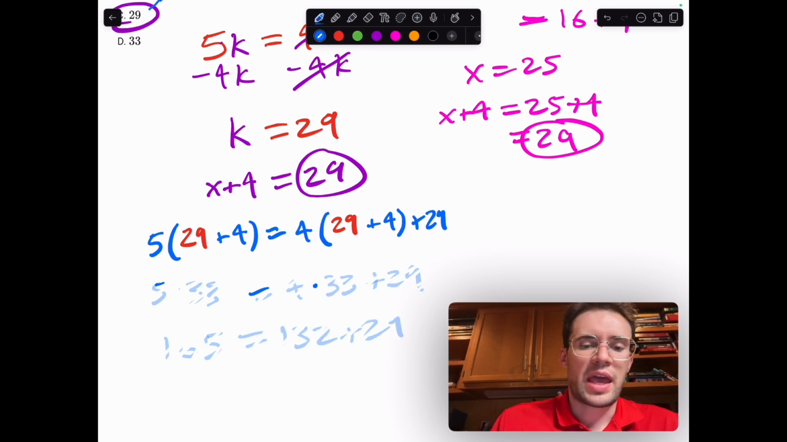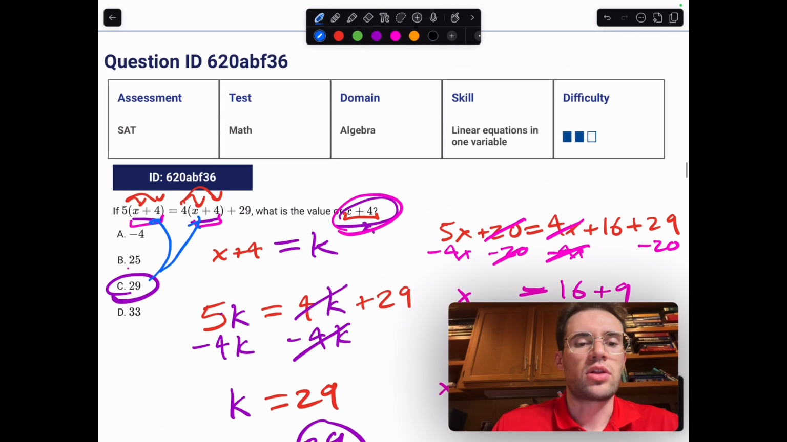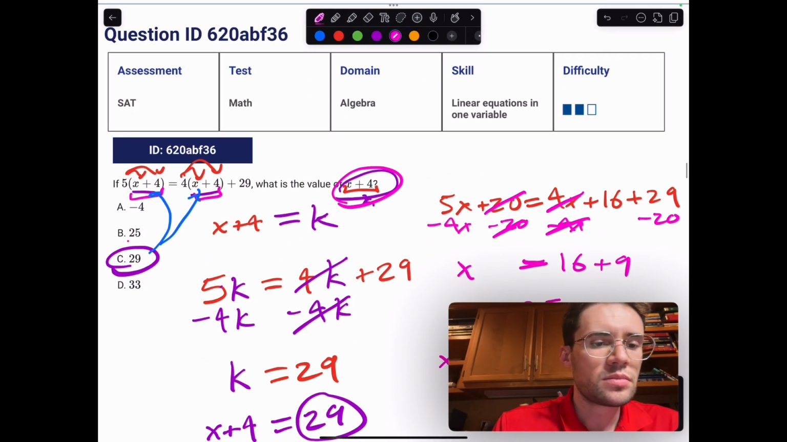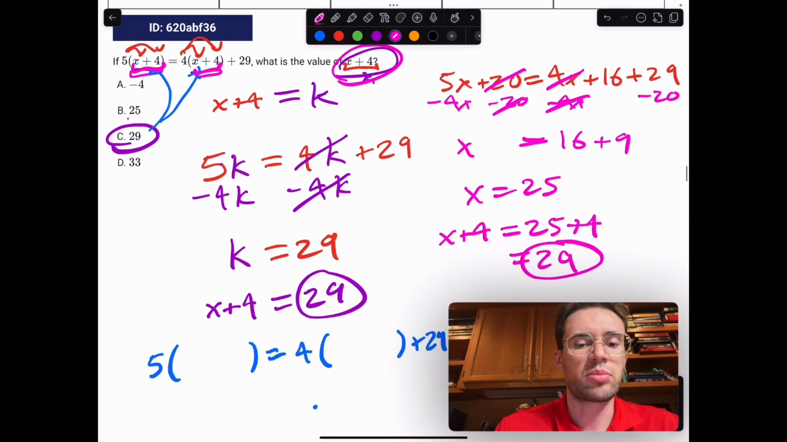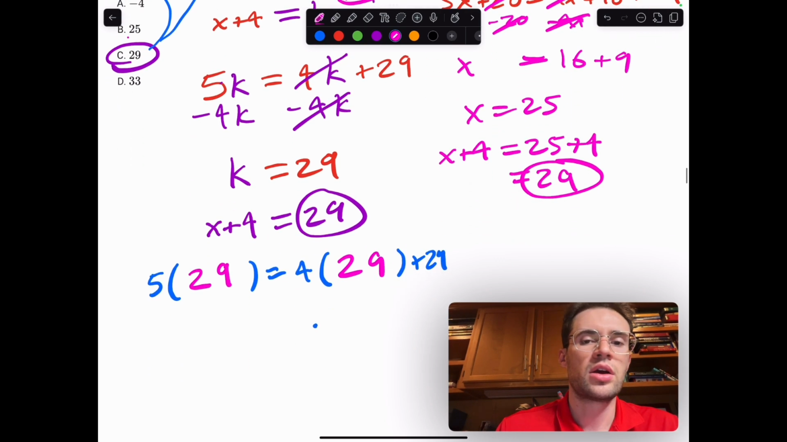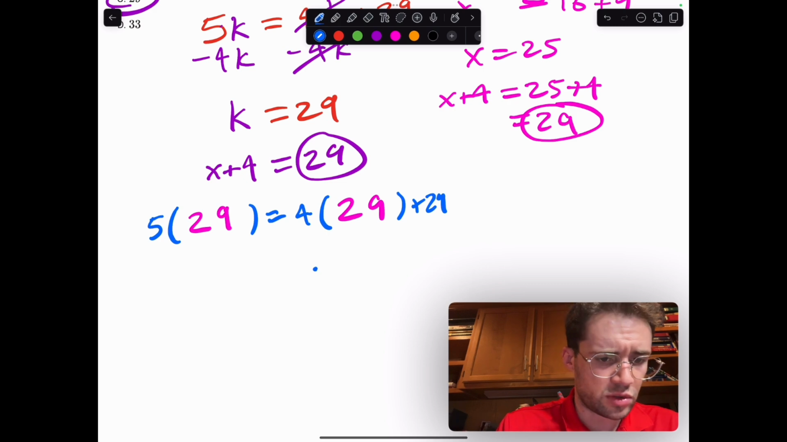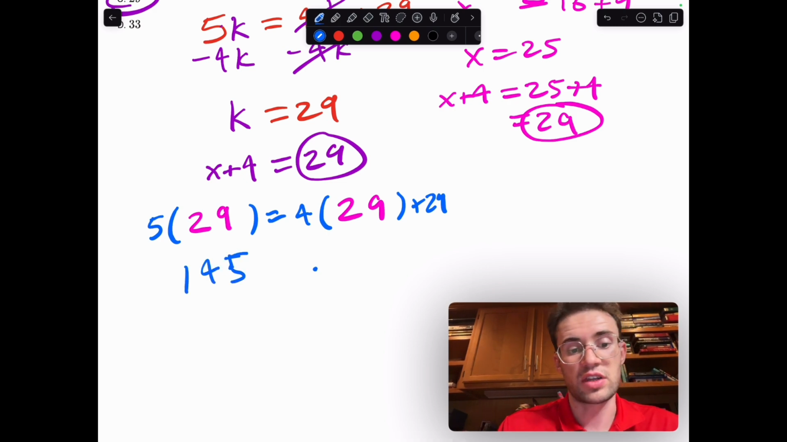All right, so x plus 4 is equal to 29. Now, if we look back at the equation here, x plus 4 is the entire thing in there. So if we're going to plug in this value, x plus 4 equals 29, we have to plug that 29 in for the entire x plus 4. Right, so you have an x plus 4 here, and you have an x plus 4 here. So we can do 5 times 29, which would be 145. 5 times 30 is 150, and it's just 5 less than that. Equals 4 times 29.